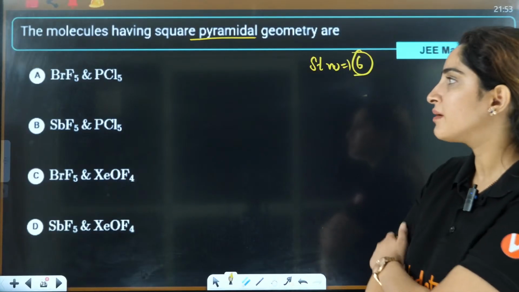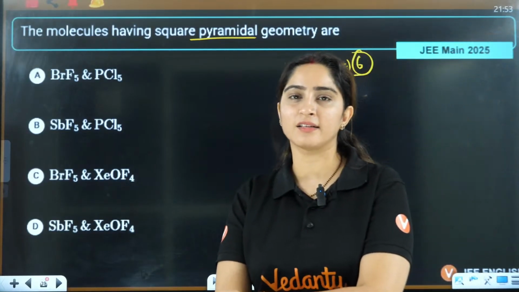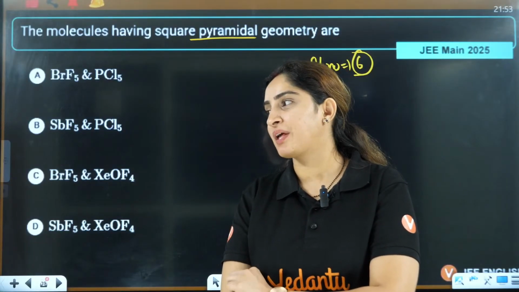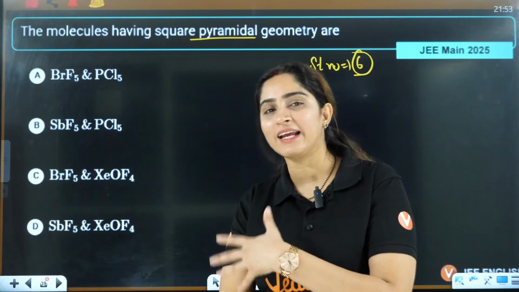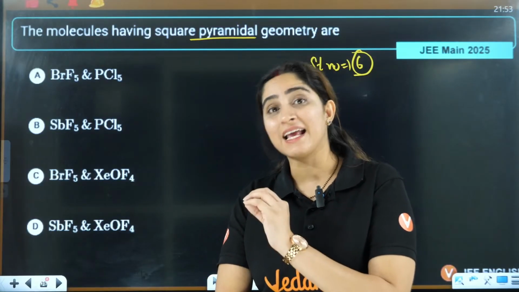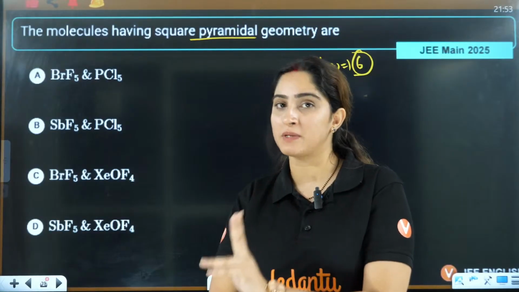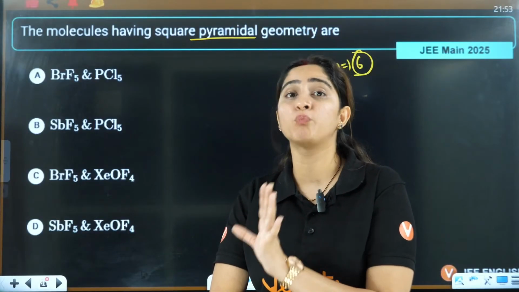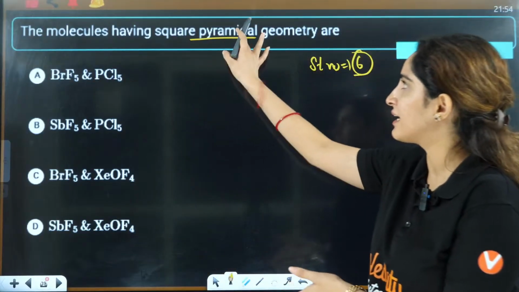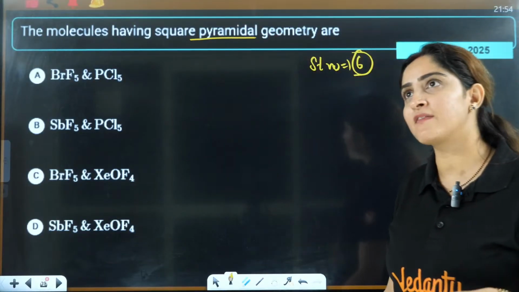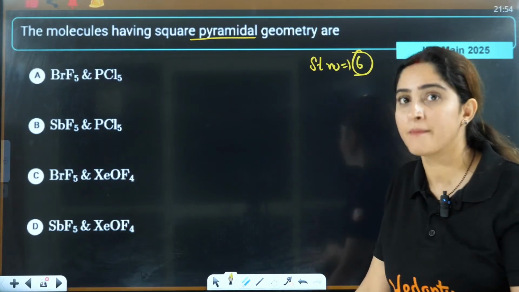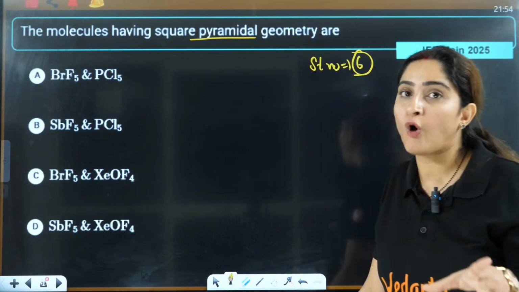Now you will say, ma'am, in most of the exams, geometry and shape are interchangeable words, but exactly, geometry includes lone pairs plus bond pairs, and shape is only bond pairs. This is the definition, but sometimes they ask for the shape while the options are in terms of geometry. For that you need to apply common sense here.